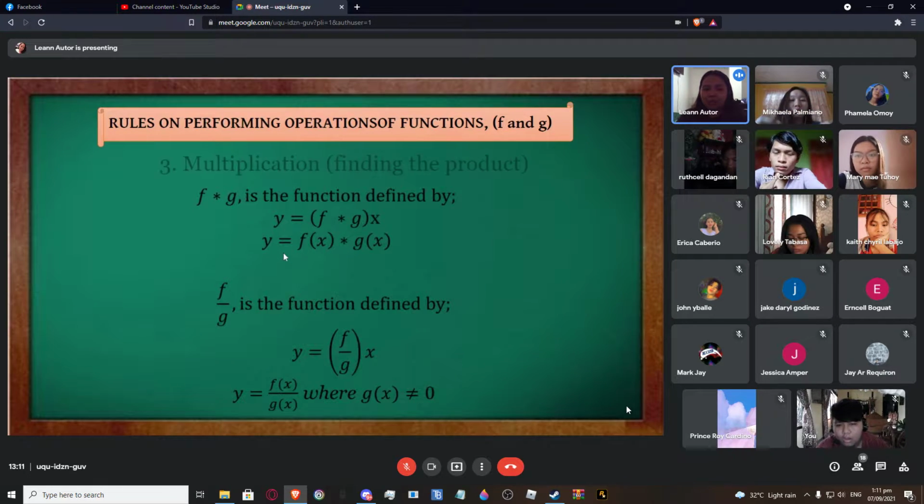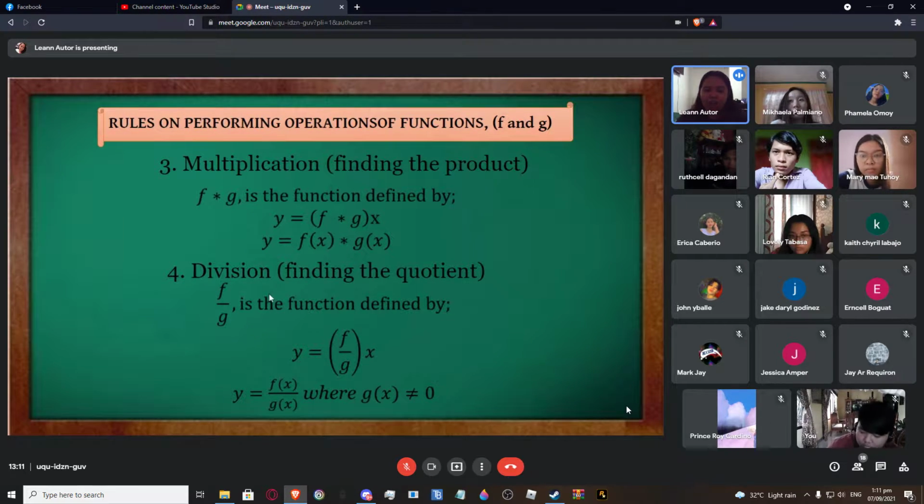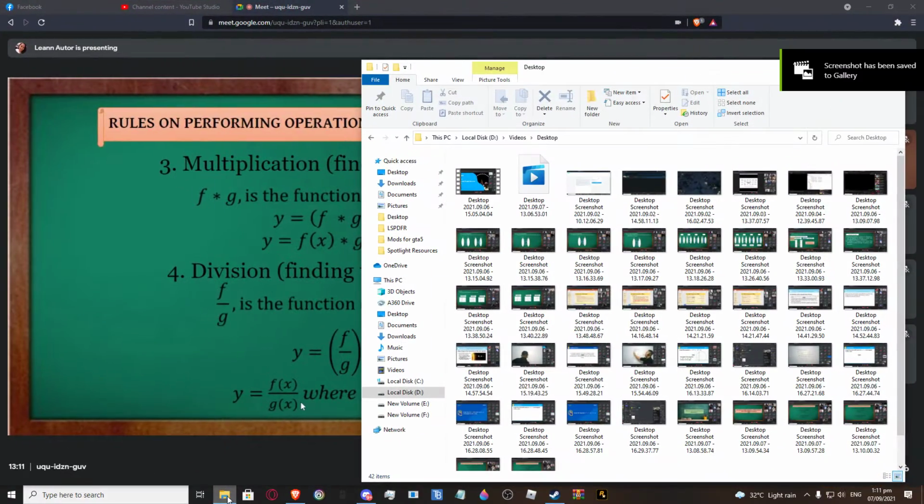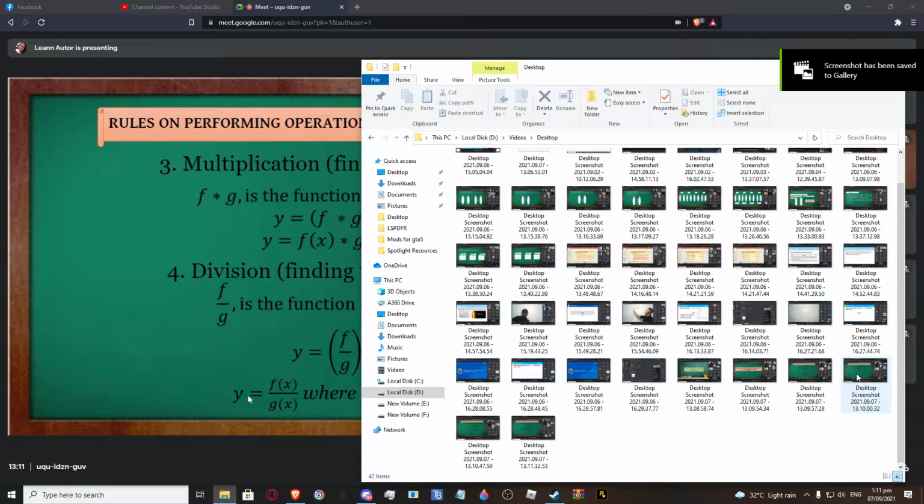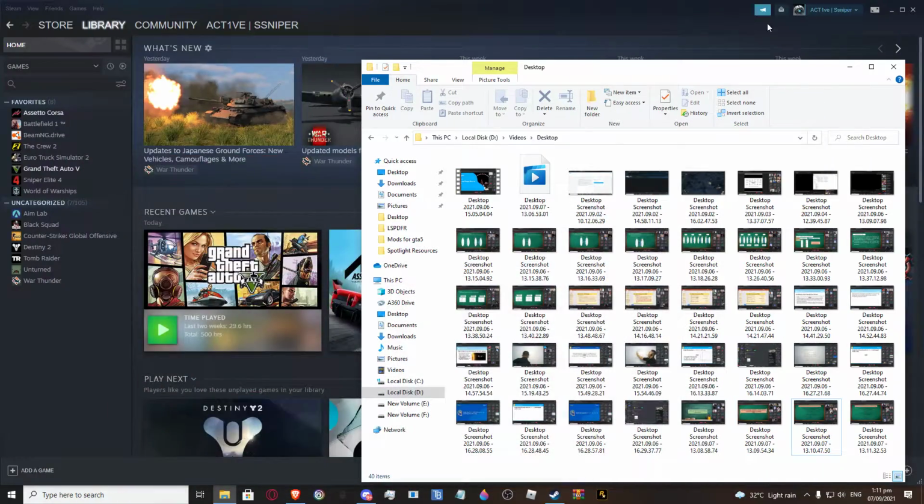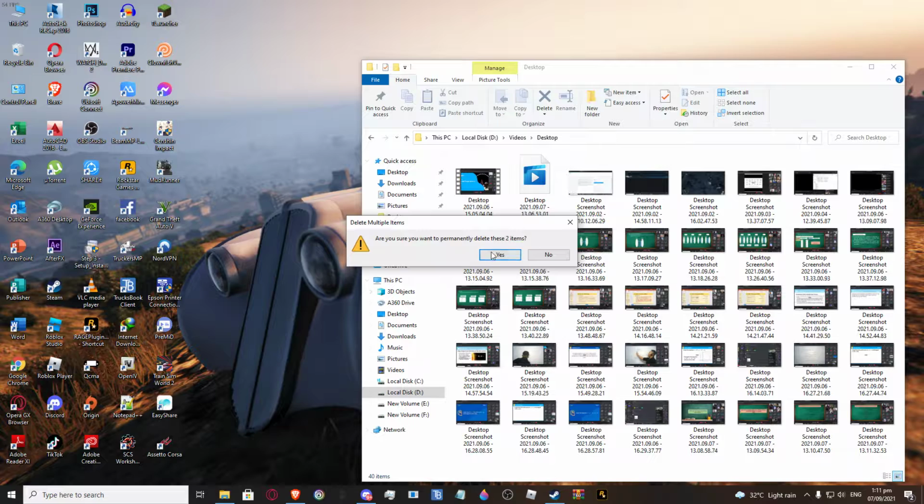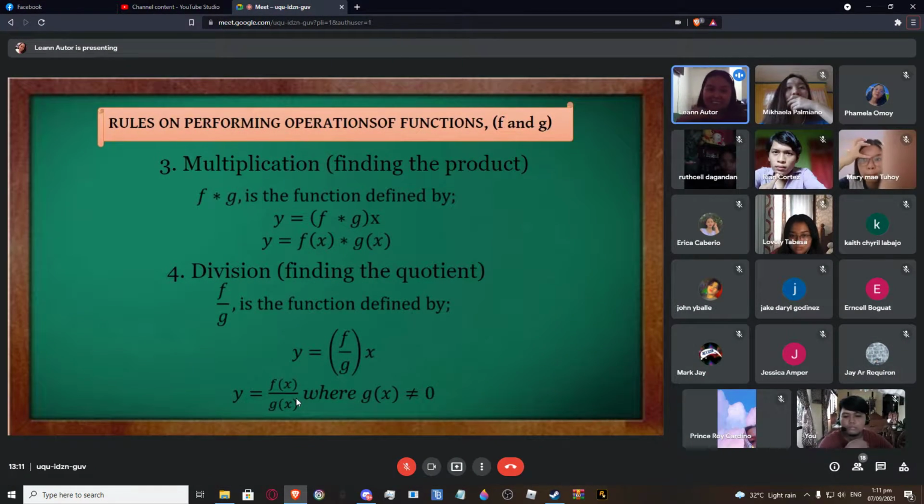So the third one, we have here multiplication. Again, as you've noticed, class, the same ra siya, naglahi lang sila sa operation. And the fourth one is division or finding the quotient of a function by using this formula, y is equal to f of x over g of x. Take note that the g of x must not be equal to 0. Alright, sige. So, mao siya class, ang rules of performing operation of function.